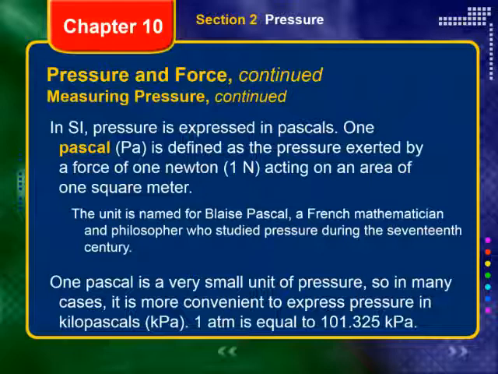1 Pascal, however, is a very small unit of pressure. It's actually very, very, very small. In fact, it's so small that for our purposes, it's very inconvenient. It's actually more convenient to express pressure in kilopascals, which we would abbreviate kPa. 1 atmosphere of pressure, aka 760 millimeters of mercury, aka 760 torr, is equal to 101.325 kilopascals.